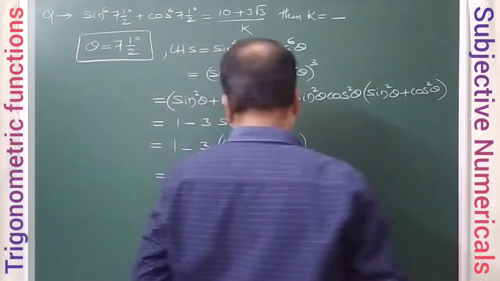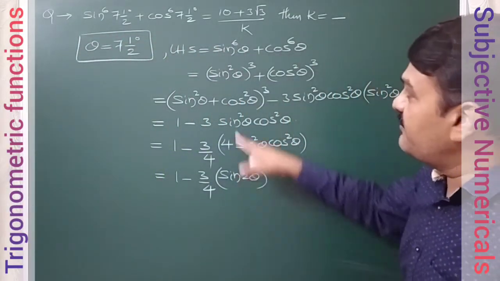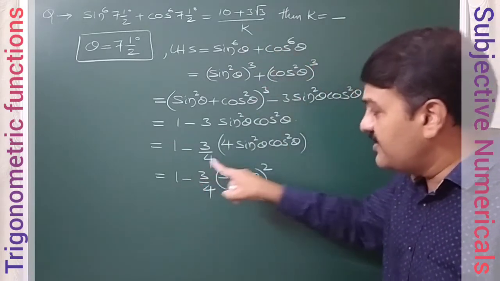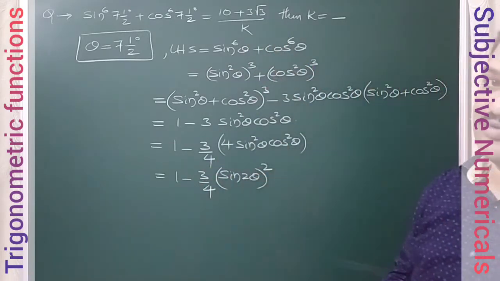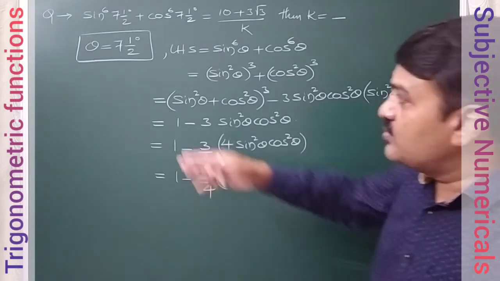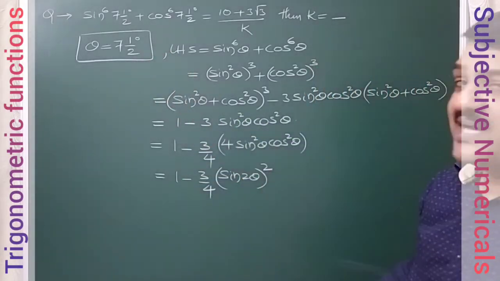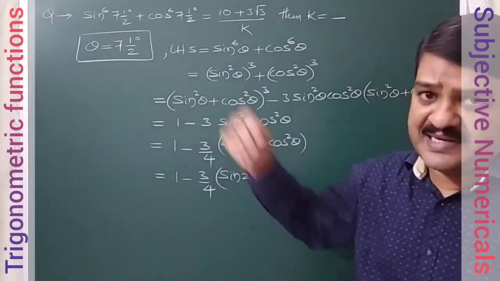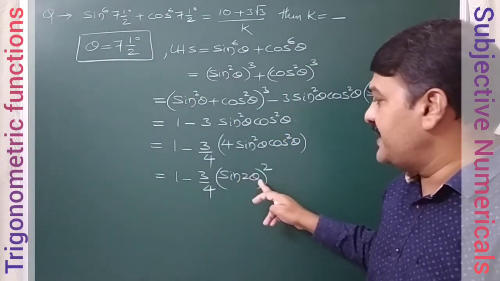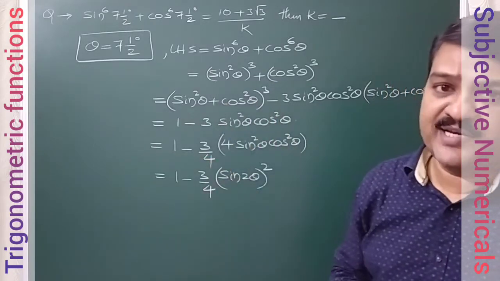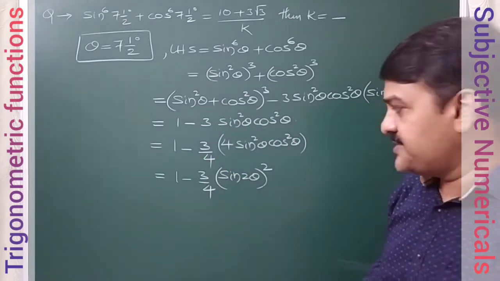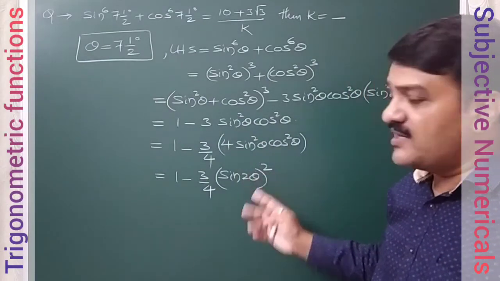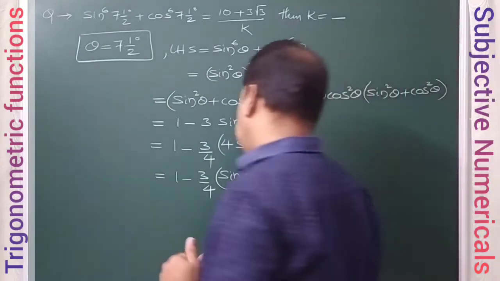So directly this is the formula you have to remember for sine power 6 theta plus cos power 6 theta. We have to remember this formula of course. Now what is theta? 7.5 degrees. So 2 theta is what? 2 into 7.5, 15 degrees. So when we use theta 7.5 here, 2 theta means 15 degrees we will get.